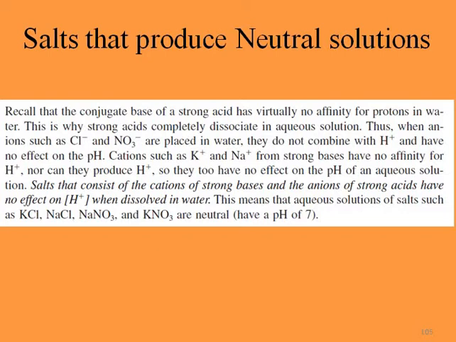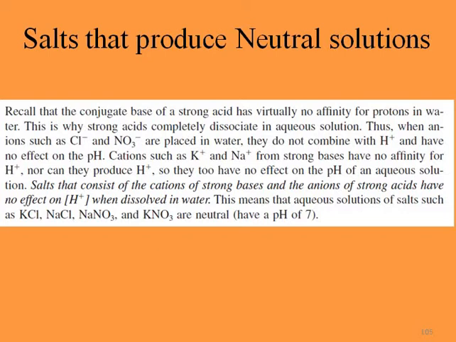On the other hand, cations such as K+ and Na+, or potassium and sodium ions, come from strong bases, as you know, such as KOH or NaOH. So these ions have no affinity for protons as well, nor can they produce protons. They are too weak and have no effect on the pH of an aqueous solution. So salts that consist of the cations of strong bases and the anions of strong acids have no effect on proton concentration when they dissolve in water.